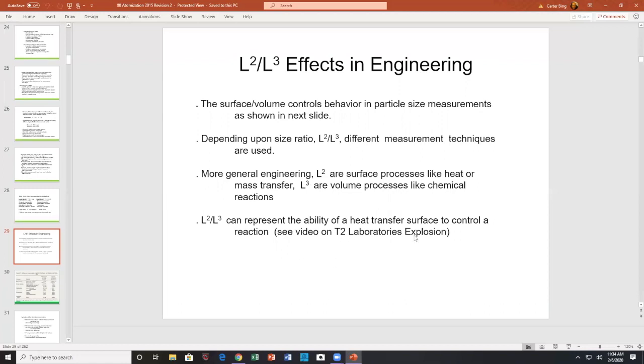T2 Laboratories, that's your assignment for this presentation. Go on YouTube and type in T2 Laboratories and watch the explosion. You basically had in the problem the heat transfer surface, which was L squared, and the volume of the reactor, which was L cubed. In the explosion there was significant L cubed and very minimal L squared. So the reactor they had blew up.